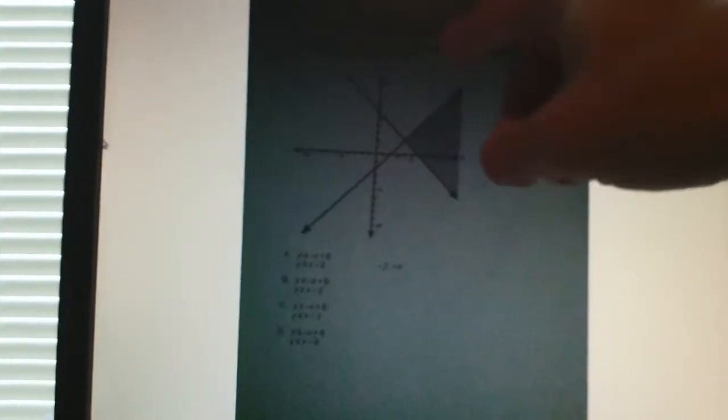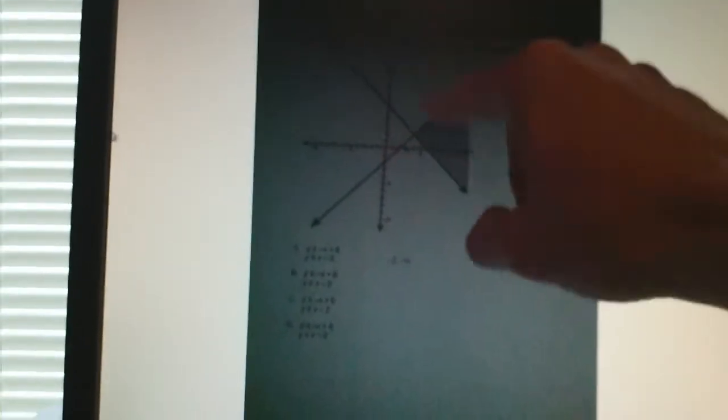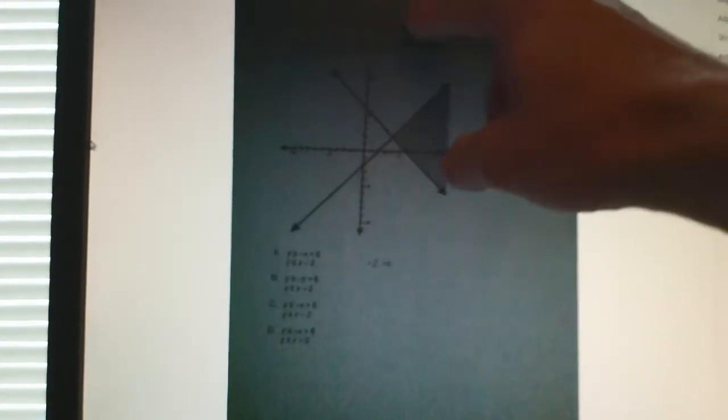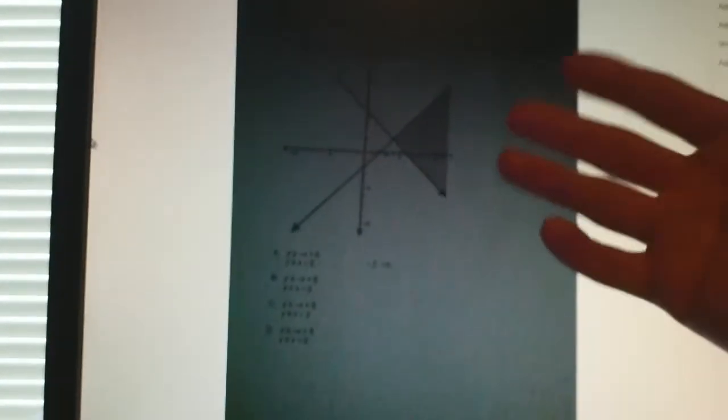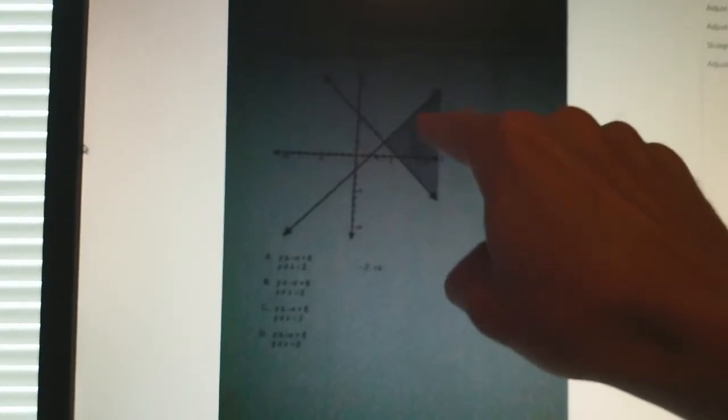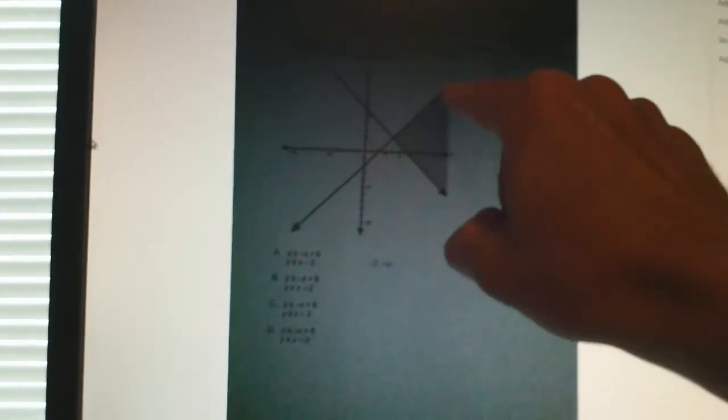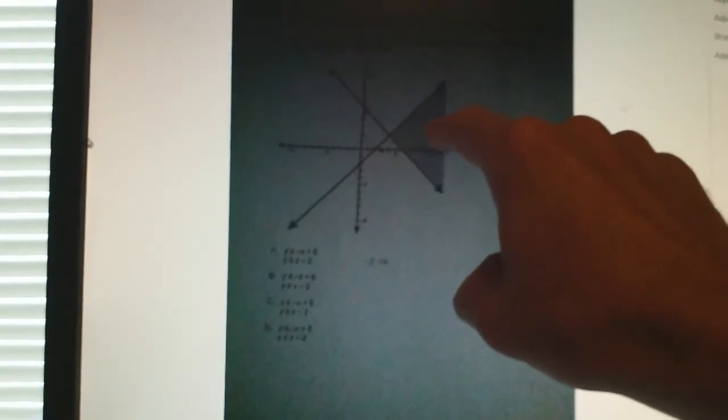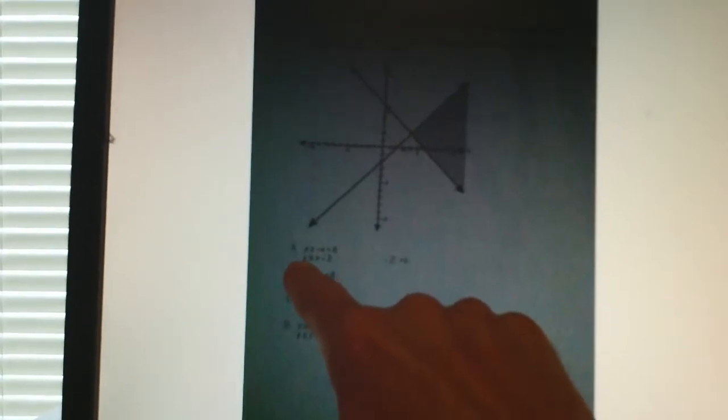So again, we have to decide whether to shade above or below. Real easy way to think about it: if you have a line, think of it as a roof. If the rain would hit it, that's above it. If you're standing under it and you're safe from the rain, you're below it. So this is below. We're looking at this line, it's less than or equal to. So I look at A, y is less than or equal to x minus 2. That's your answer. It satisfies both conditions.